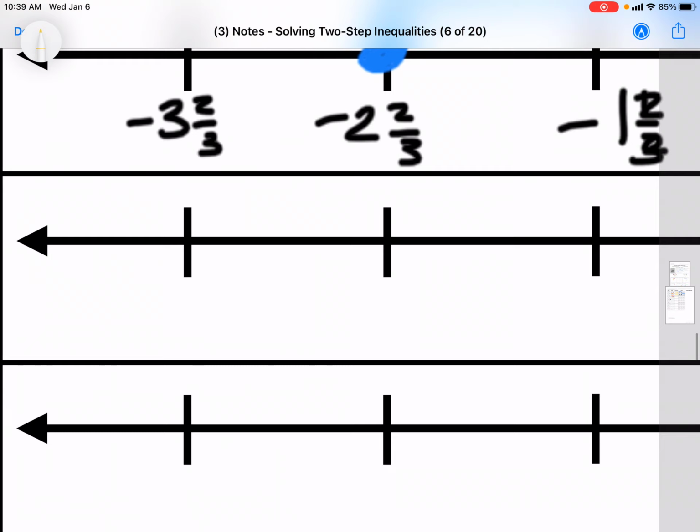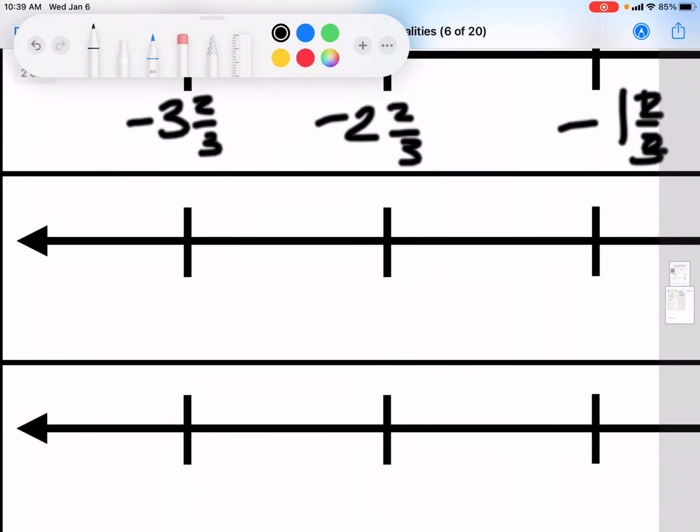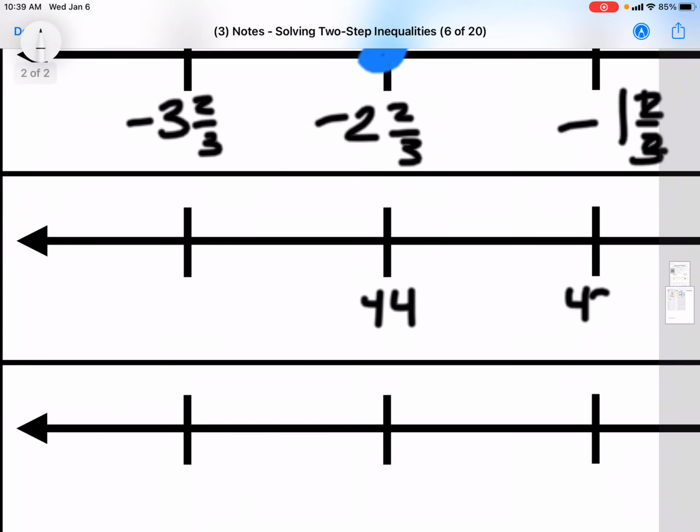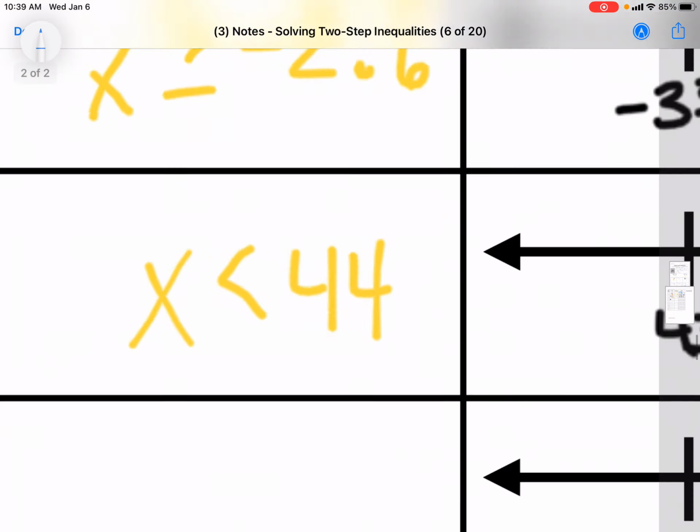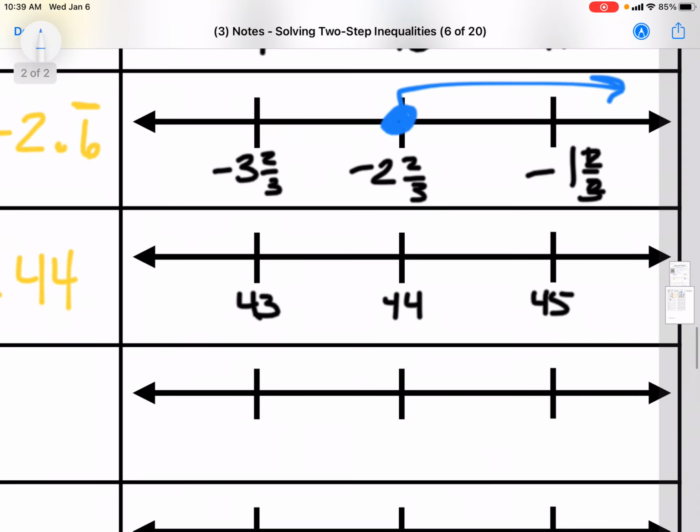All right, so come over here and let's graph it. 44, 45. All right, open dot or closed dot? Open dot. X is less than, so it goes to the left.